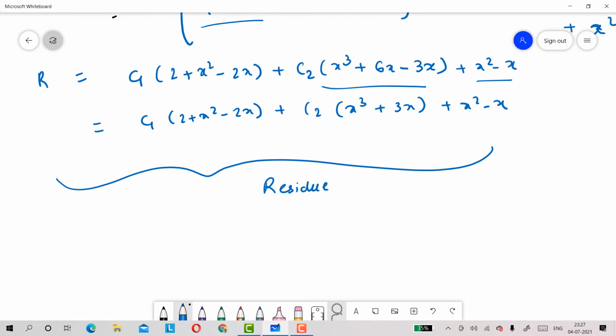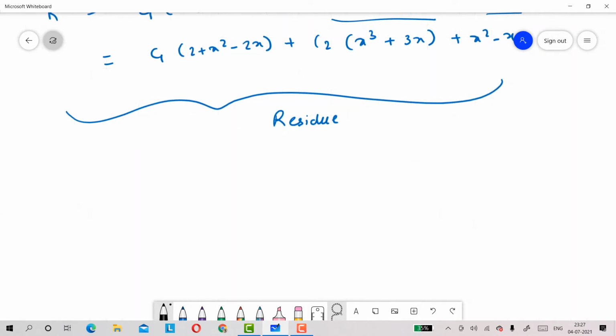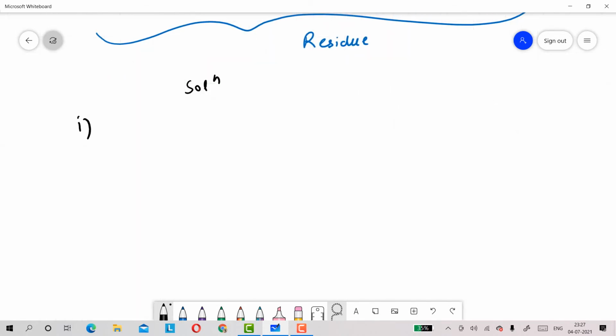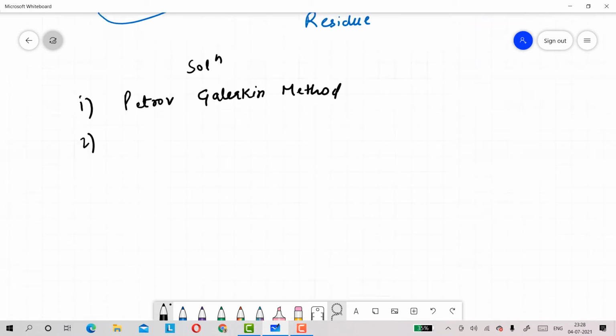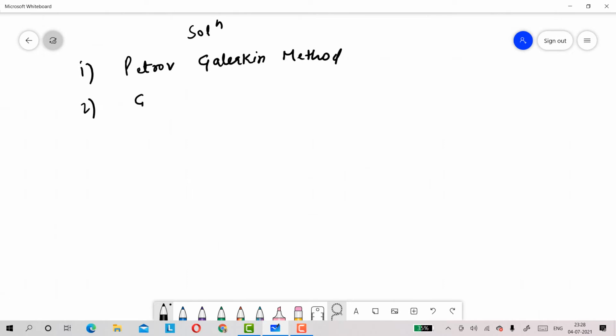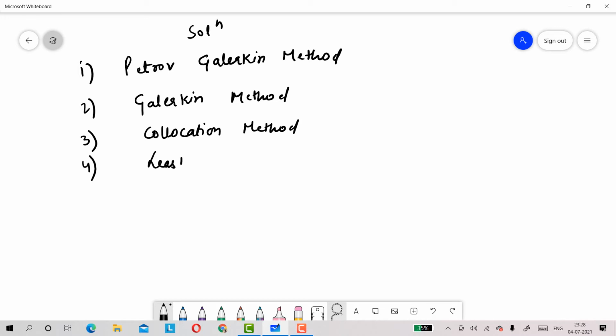With the help of the residue, we will calculate the solution. We have 4 methods, and we will calculate the solution by these 4 methods. The first one is the Petrov-Galerkin method. The second one is the Galerkin method. The third one is the collocation method. And the fourth one is the least square method.